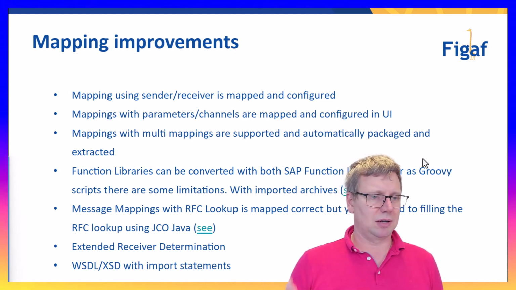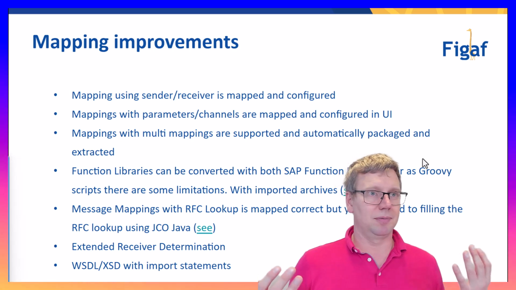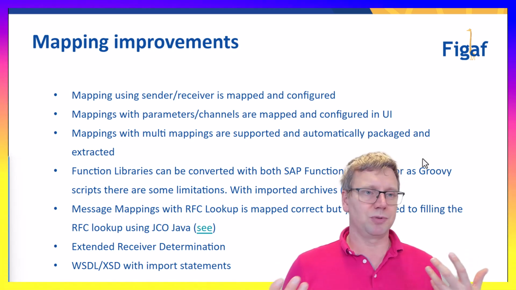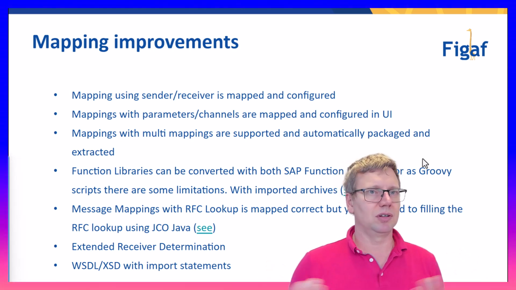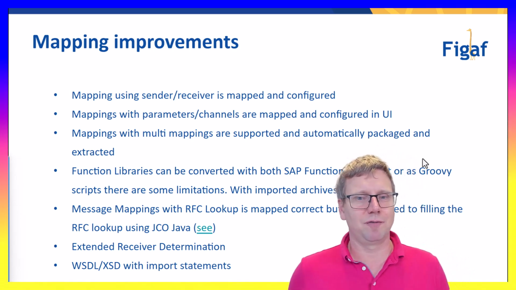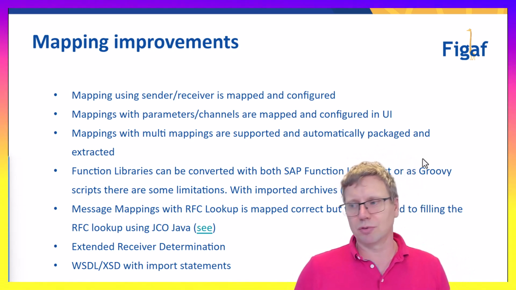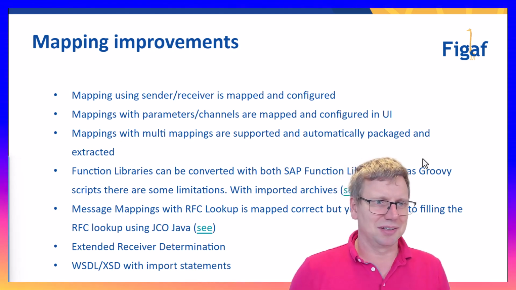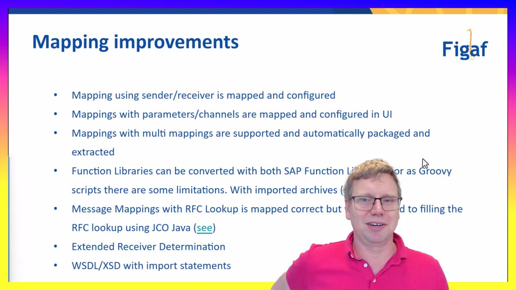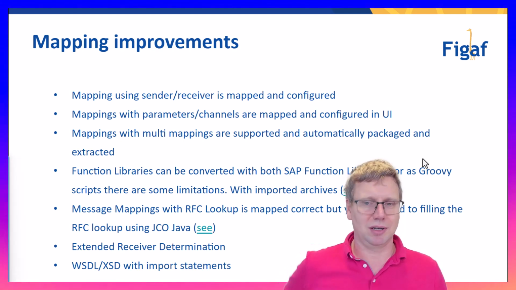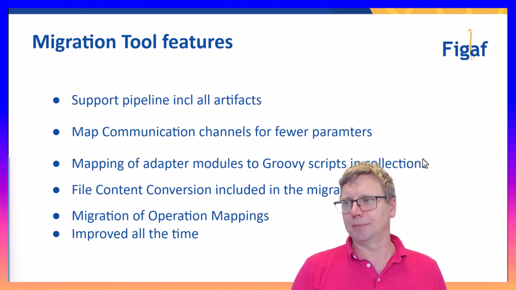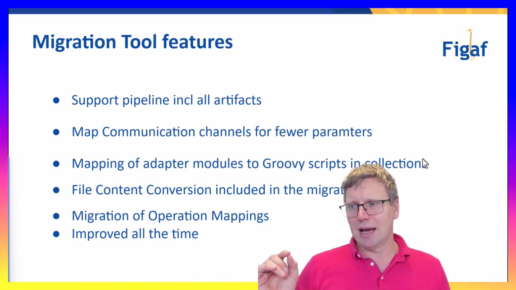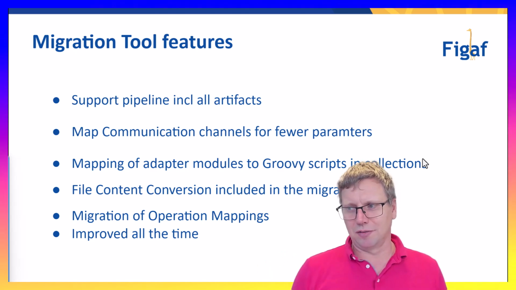For instance, some of the things we have is if you have JCO or RFC lookups, we convert them into a Groovy function, and then you can easily add a function to write those Groovy functions. But I guess there's a lot of these smaller nitty-gritty things that's really important once you get into the migration journey. There's a lot of important things there.